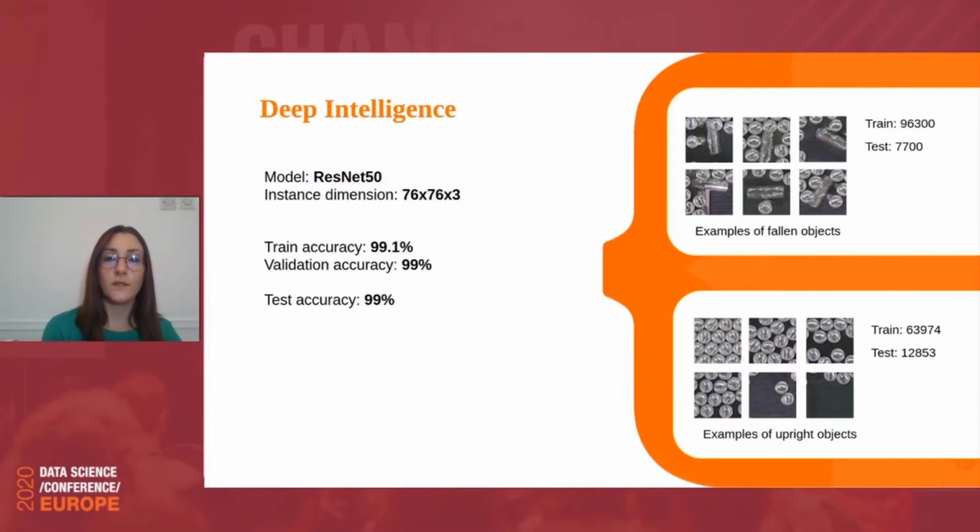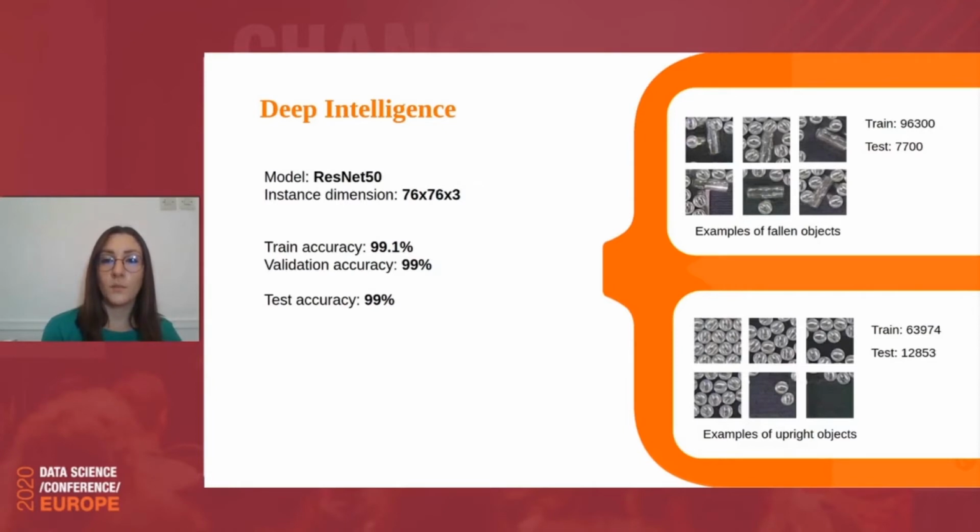With all previous work using computer vision techniques, we were able to get labeled videos and annotated data of fallen objects and upright objects by cutting each frame into 76 by 76 patches.